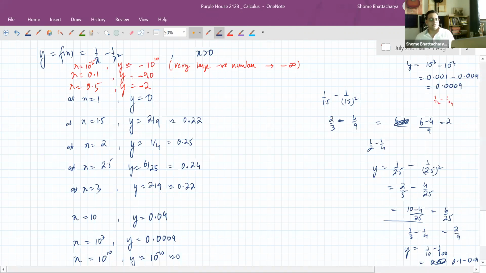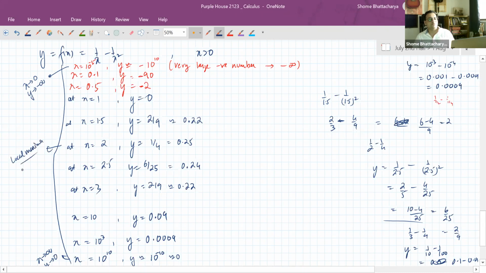Whereas over here, 10 to the power minus 10 was a very small number, so it's tending to 0. So you see this range: x is almost tending to 0, so y is tending to minus infinity. And on the other side, when x is tending to infinity, because 10 raised by 10 is a very large number now, y is tending to 0. And in between, you can see that at 2, there is the local maxima.